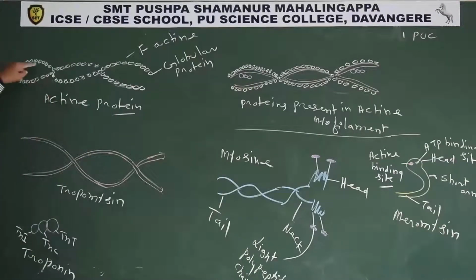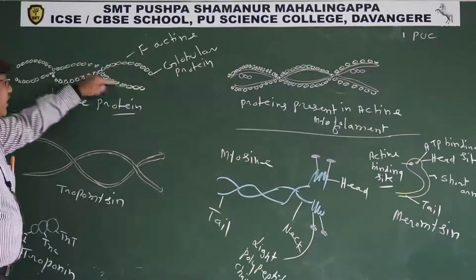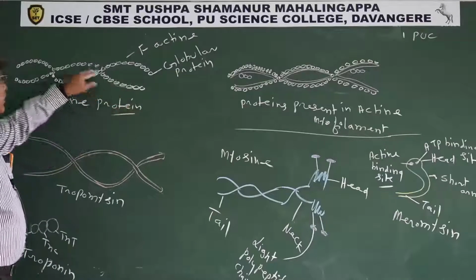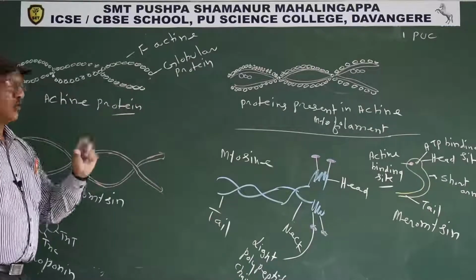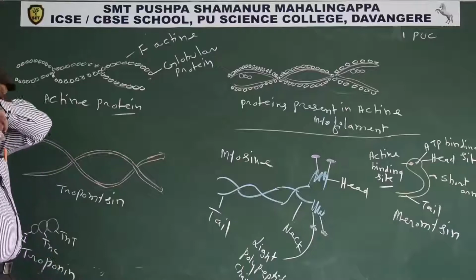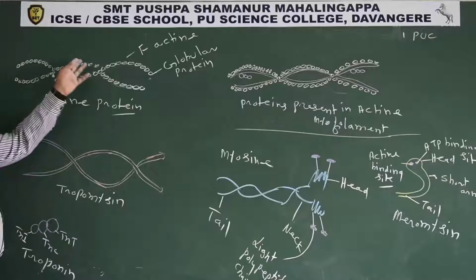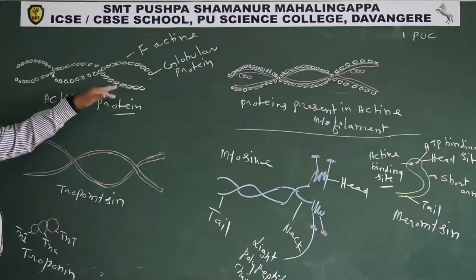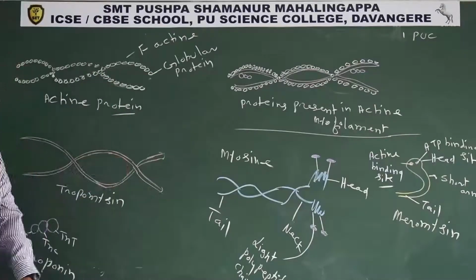Actin protein contains two filamentous actins. It is one filamentous actin, it is another filamentous actin, and each filamentous actin is a polymer that contains several monomers. Each monomer is a globular protein, a circular protein. Globular protein means a circular protein.